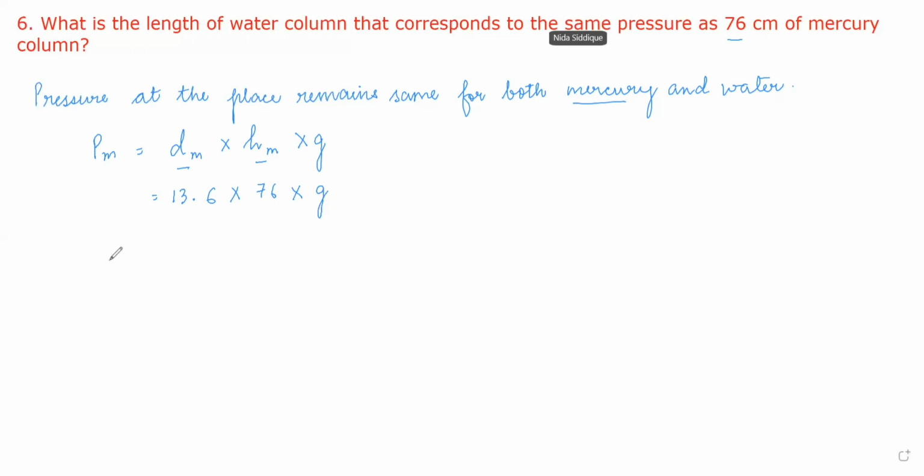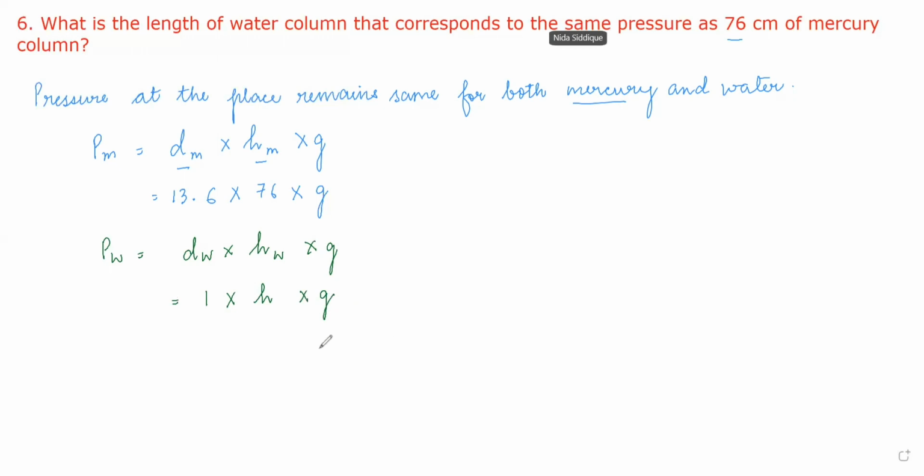Now let's move on to the pressure of water. Pressure exerted by the water will be again density of water into height of water column into gravity. Let's substitute the value. Density of water is 1 gram per ml. Height of the water column we need to find out. And gravity we'll write as it is.